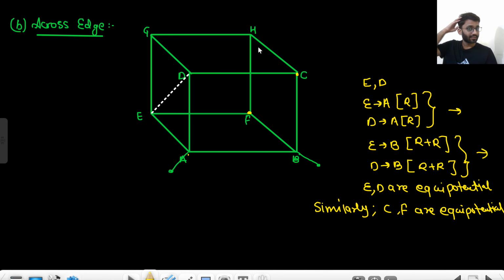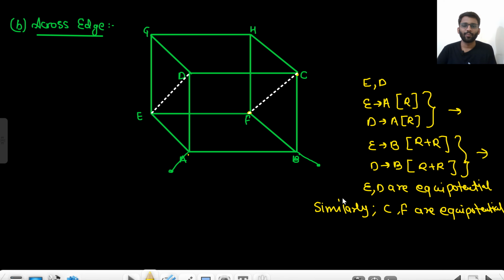Let's think about H and G. So H will come to B like this, R plus R, 2R. G will come to B, R, R and R. It will take 3R. For H it will take only 2R, but G it will take 3R. So these are not symmetric, right? These are not equipotential. I think only 2 points are equipotential there. Or you can think of any other points. If you can think, G and H are not equipotential. So that's it, I guess. There are no other points available.